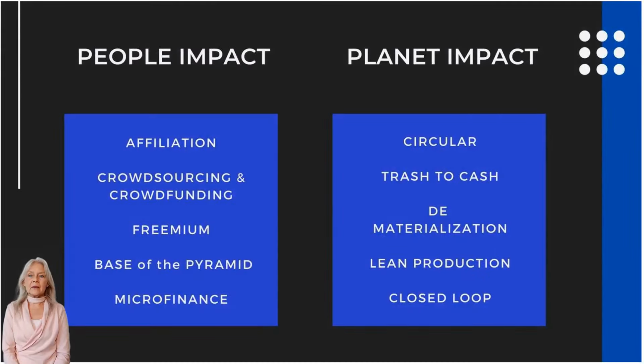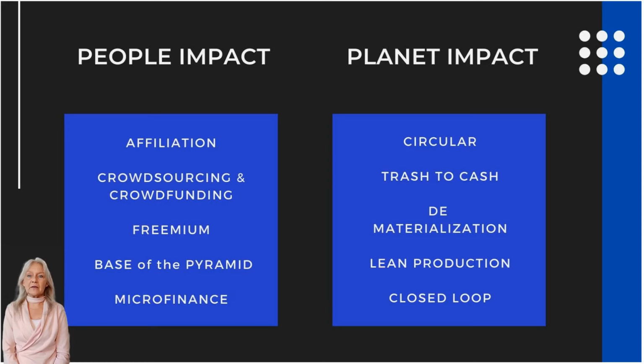People and planet impact in breakthrough business models. A few examples. Affiliation is working together: franchising, collective advertising, networking. Crowdsourcing and crowdfunding are based on mass tech platforms, often marketed locally or thematically. A freemium is a free online service to attract volume, content, users, collect data, etc. And upgrading. The base of the pyramid are the poorest people.